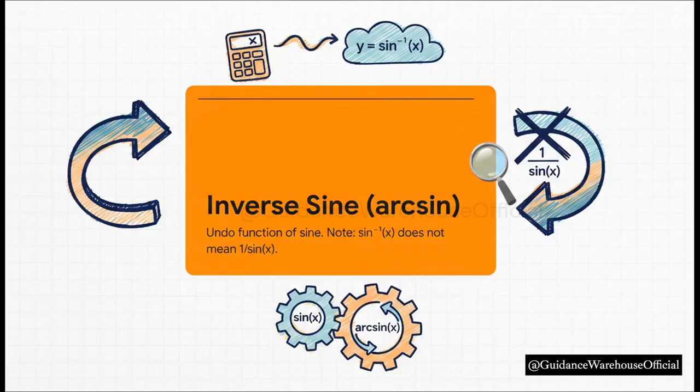Okay, let's look at the notation. The inverse sine function is written as sine with a -1 exponent, or sometimes you'll see it called arcsine. It just means if x equals the sine of y, then y equals the inverse sine of x.